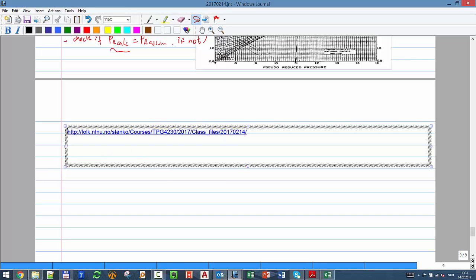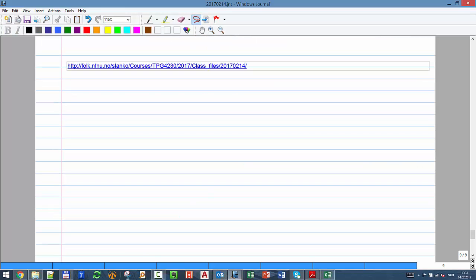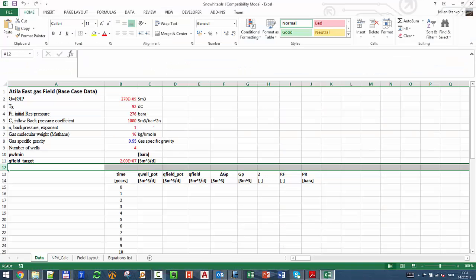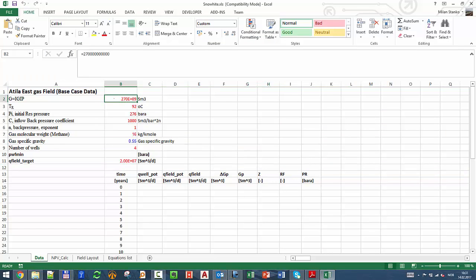Okay, and let's start with the example. So let's see what is provided. I need G, the initial gas in place. That's nice. I need that for the material balance. The reservoir temperature, I need that to calculate the Z, the deviation factor. That's fine. The PI, I need also on the material balance equation.